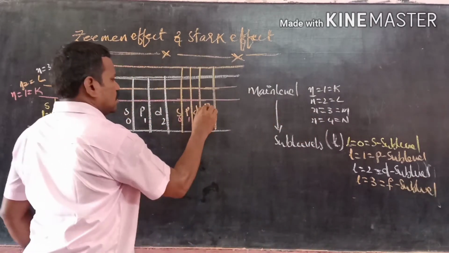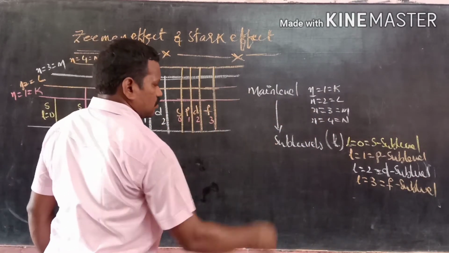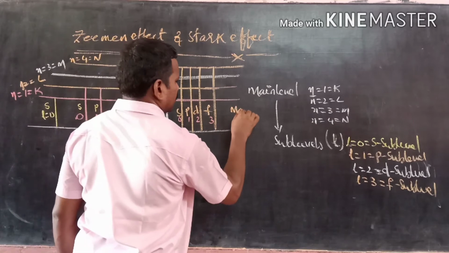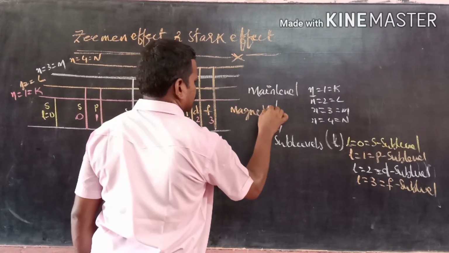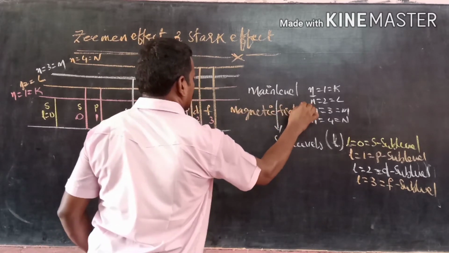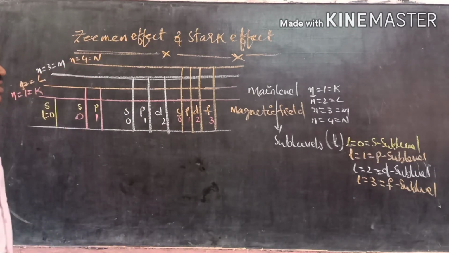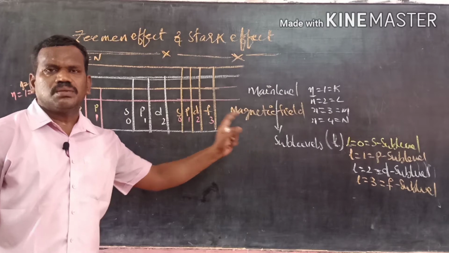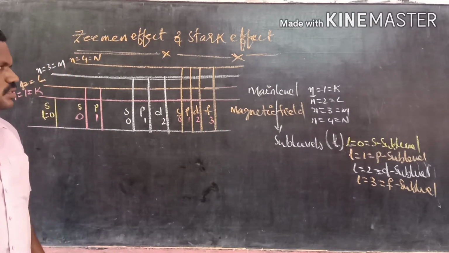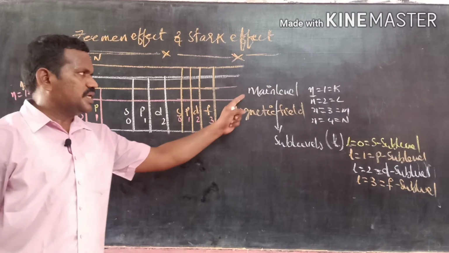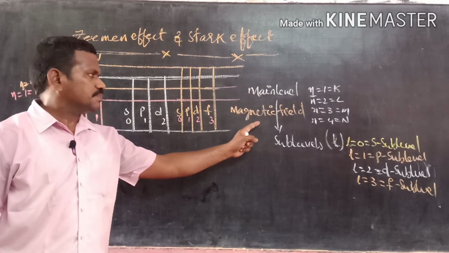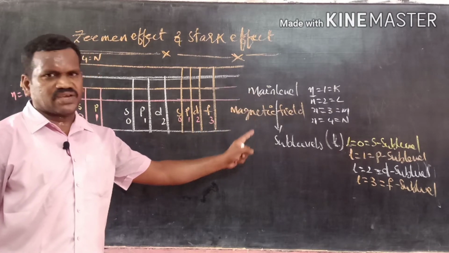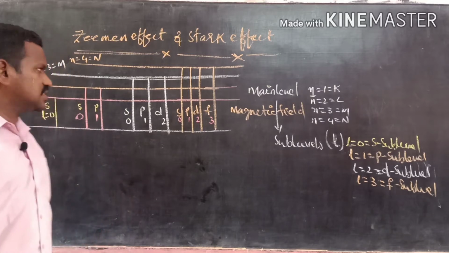So totally, main levels are divided into sublevels in the presence of a magnetic field. This effect is called the Zeeman effect. Splitting of spectral lines in the presence of a magnetic field is called the Zeeman effect.